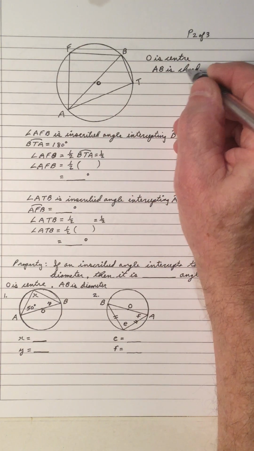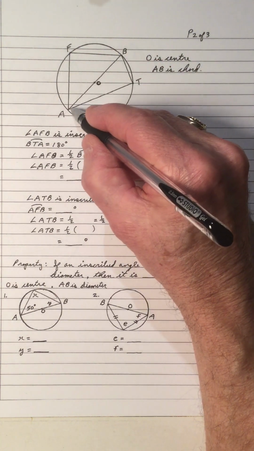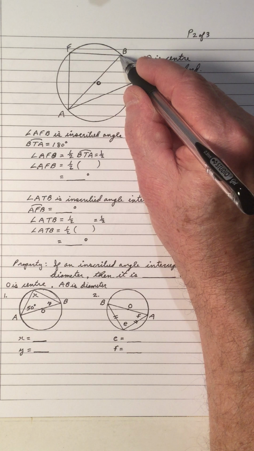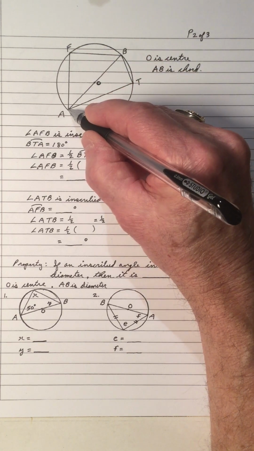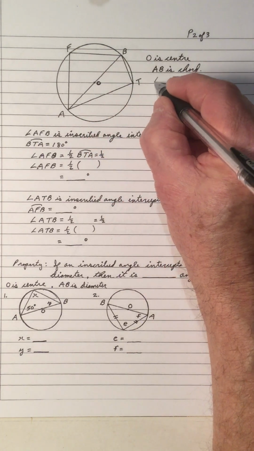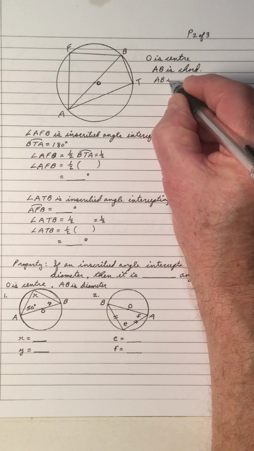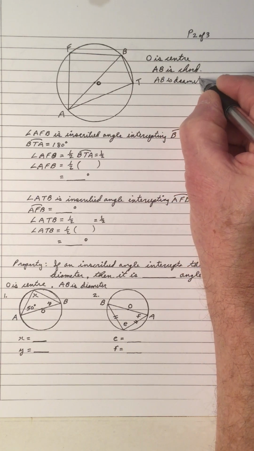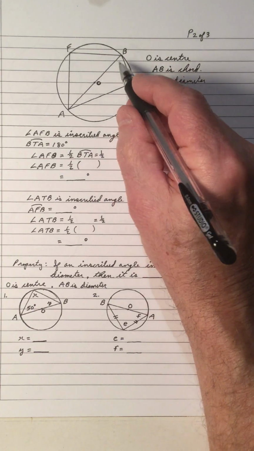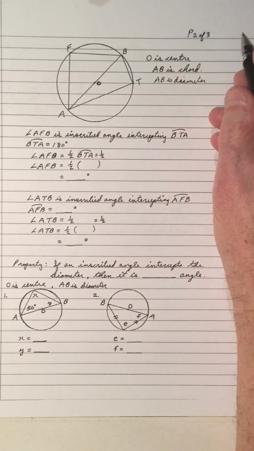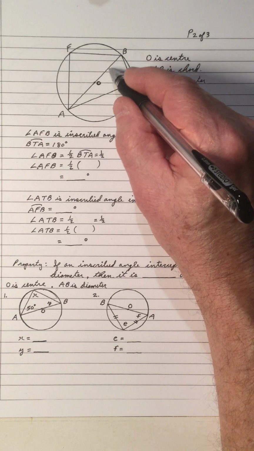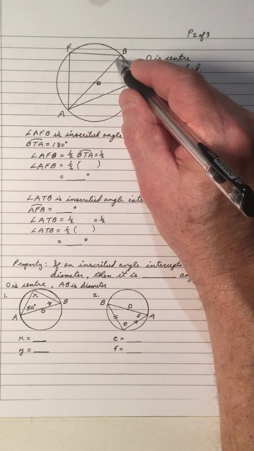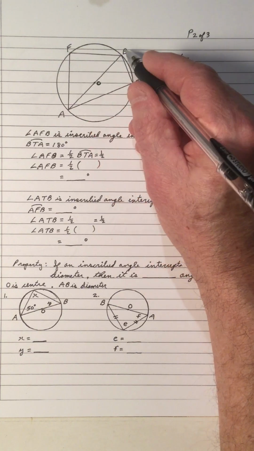AB is a chord of the circle. A chord is a segment drawn from one point on the circumference to the other. That means that AB is a diameter, because a chord that passes through the center of the circle is a diameter. As a result of being a diameter, we know this is a straight angle, and it's 180 degrees.